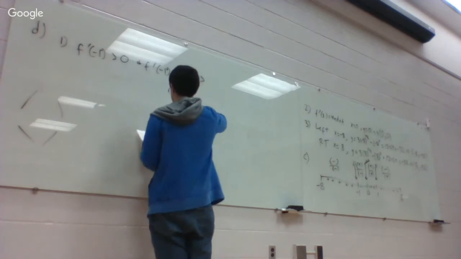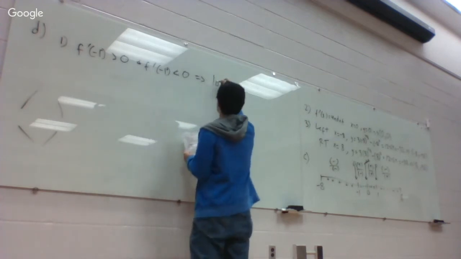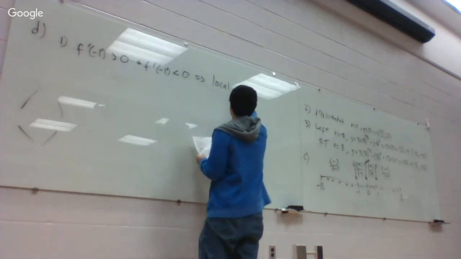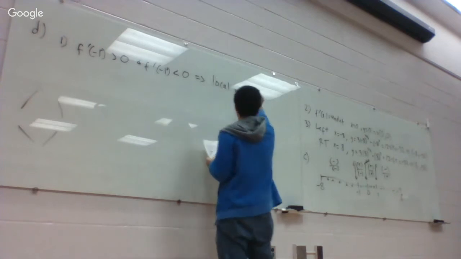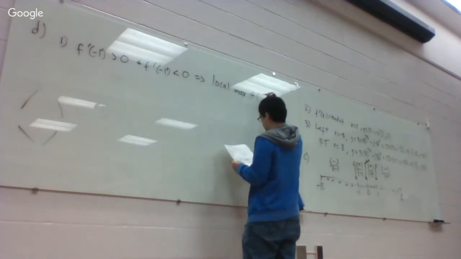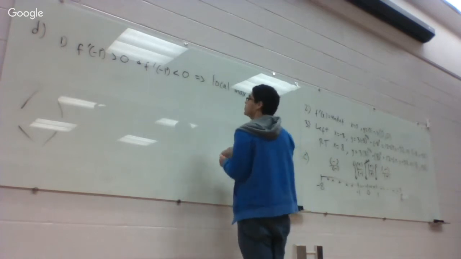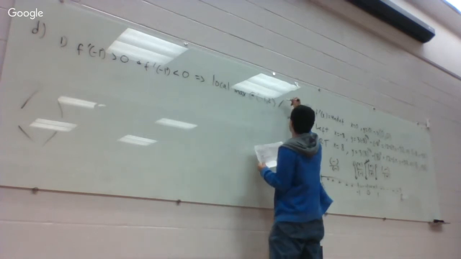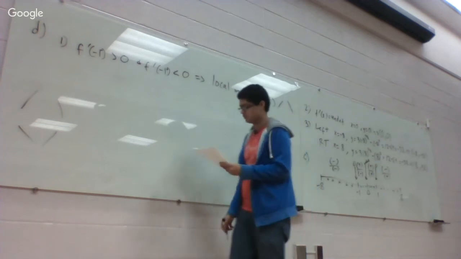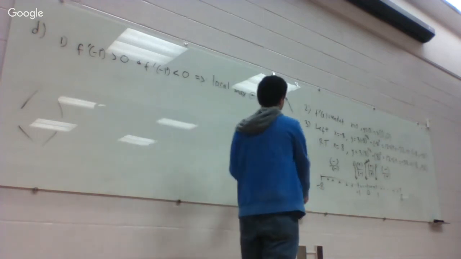Therefore, what do we have? Local max at -1, because the slope rises and then it falls. And we know it's 0 at that point.